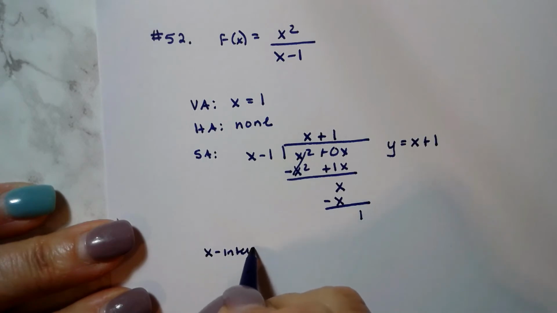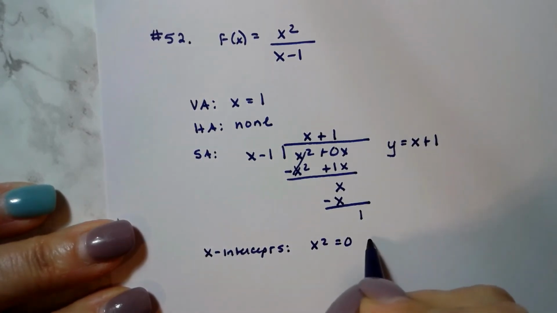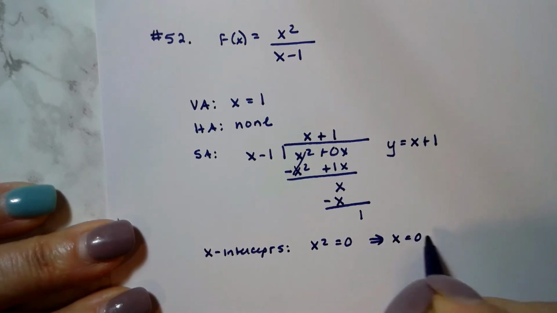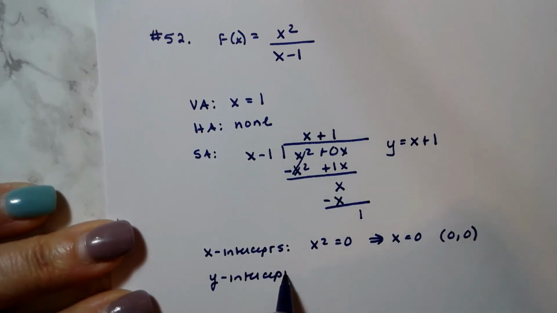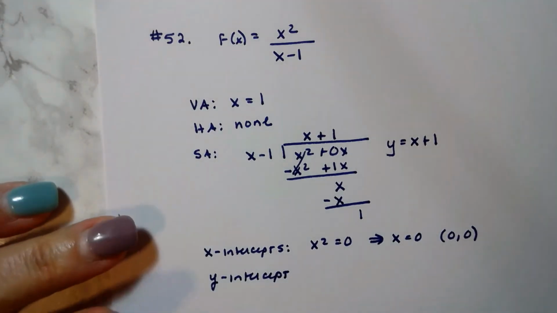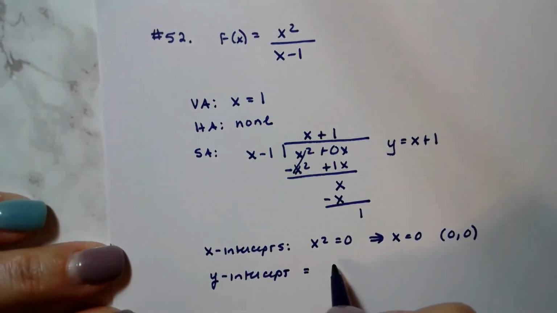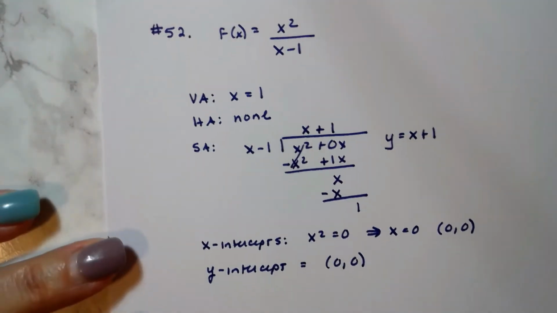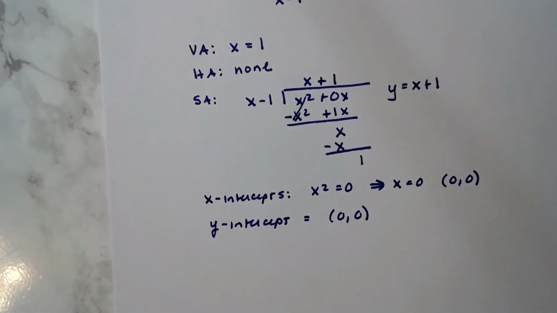X-intercepts. I take the numerator, set it equal to 0, so I know that x equals 0. So I've got the x-intercept at the origin. And for the y-intercept, I plug a 0 in for x. So guess what? I'm going to have 0 over -1, which is 0. So again, my intercepts are at the origin. That's not always the case, but in these two cases it is.